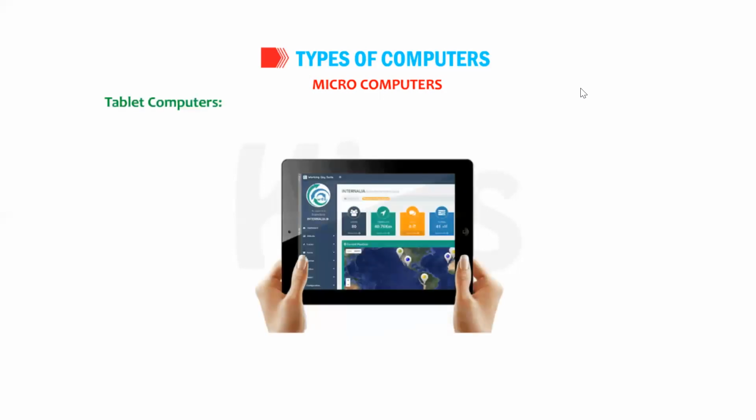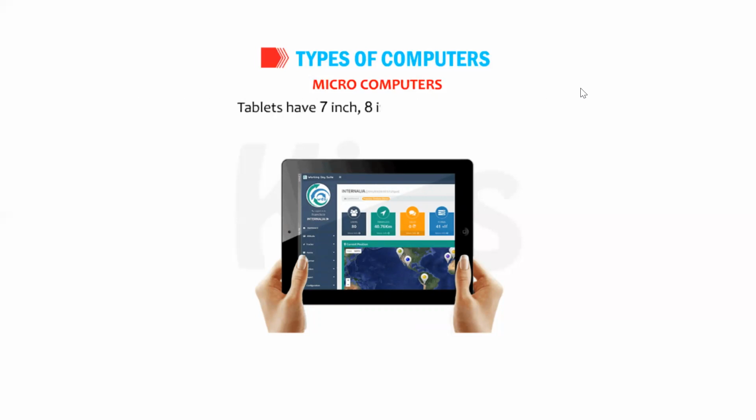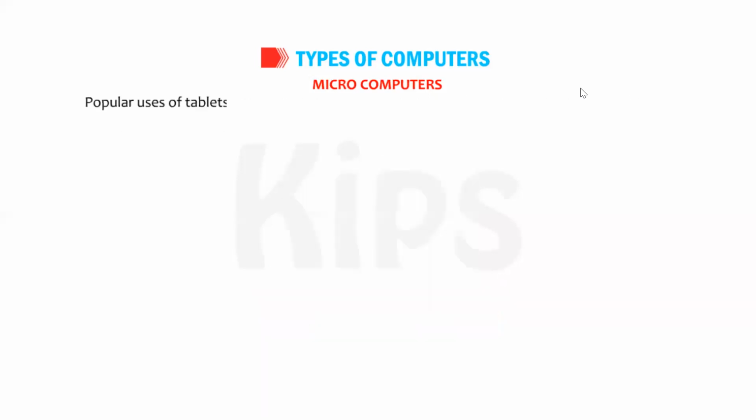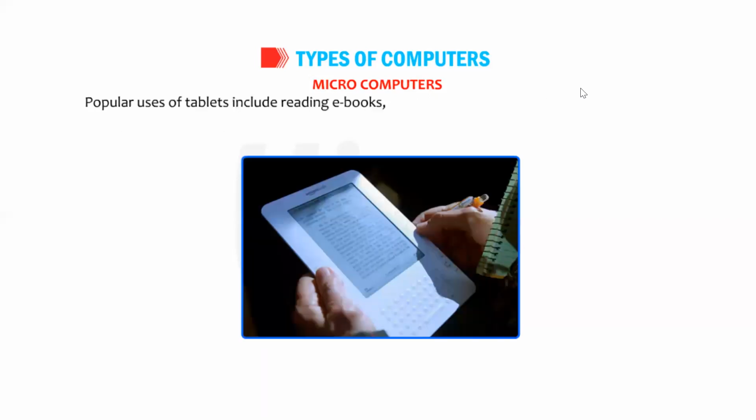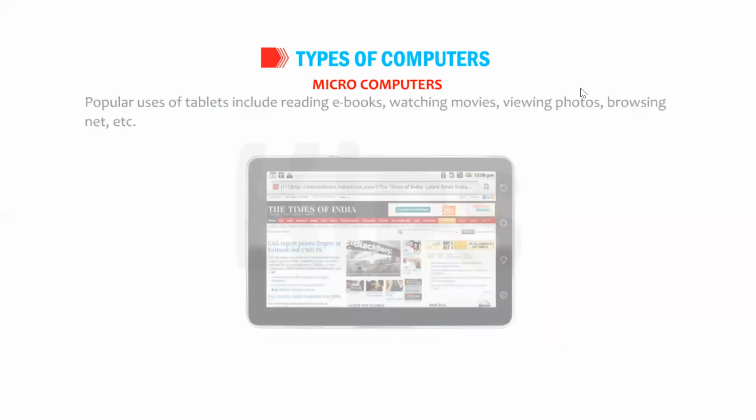Tablet computers. These computers are smaller and lighter than laptop computers but bigger than smartphones. Instead of a keyboard and a mouse, tablets use a touch-sensitive screen for typing and navigation. Tablets have a 7-inch, 8-inch or 10-inch screen. Popular uses of tablets include reading e-books, watching movies, viewing photos, browsing the net, etc.